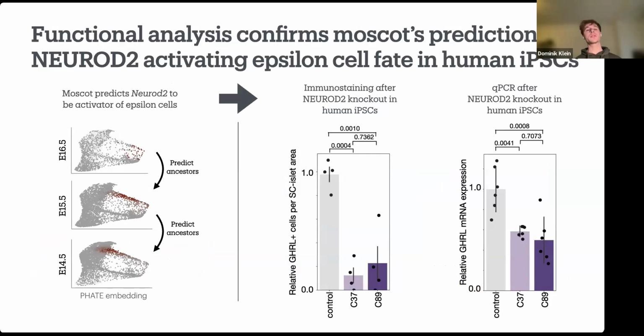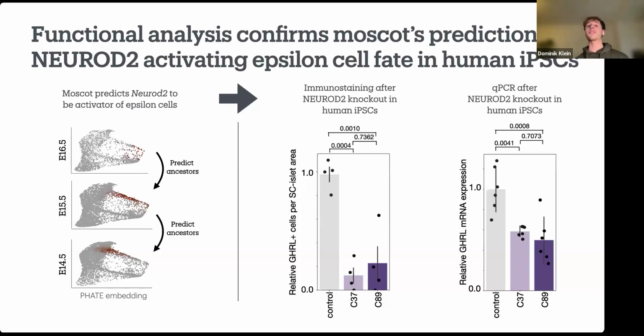And then we can compute their ancestors. So basically, what does moscot predict? Which cells does moscot predict to be ancestors of epsilon cells in the latest time point? And then we can actually even look at the ancestors of the ancestors. And that way, we can hypothesize or also look at these transitions on a single cell level. So here, the coloring is according to the probability of each single cell being an ancestor of any epsilon cell. And this way, again, you can roughly see or follow the trajectory.